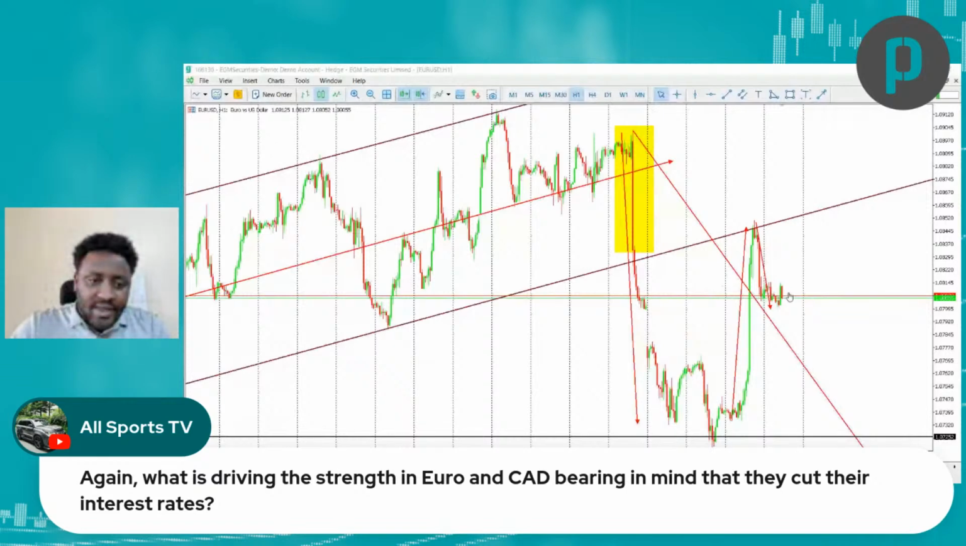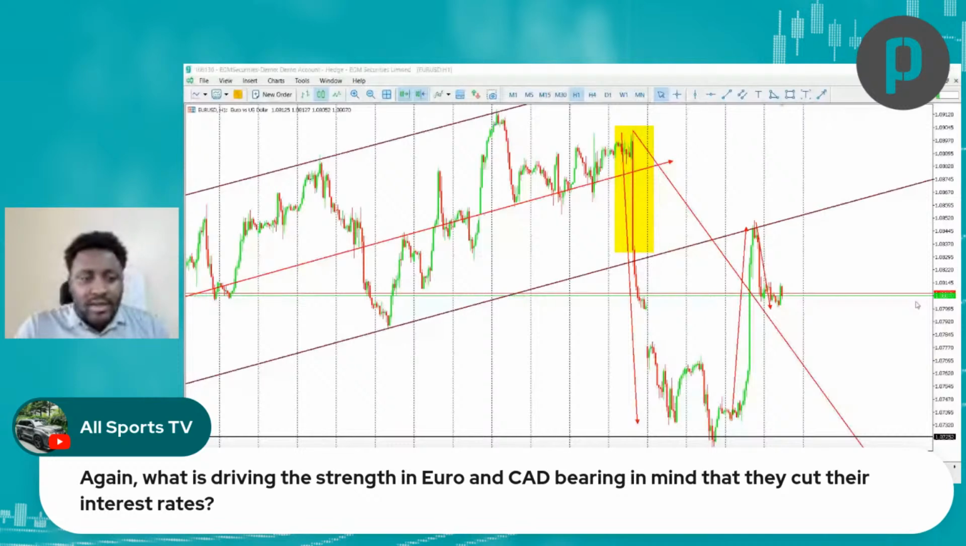Another one, what is driving the strength in euro and CAD, bearing in mind that they cut interest rates? So they both strengthened as a result of the inflation report yesterday in the US. Inflation surprisingly dropped to 3.3%. So the dollar was the one that was weakening.